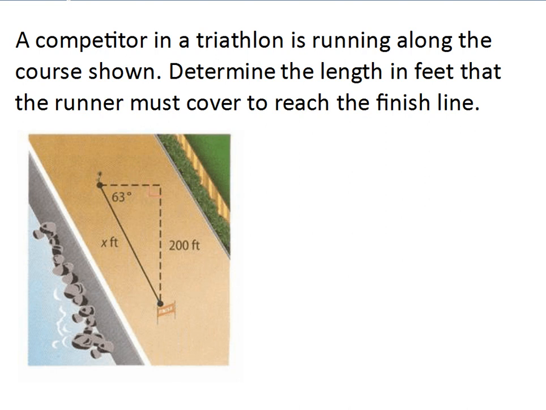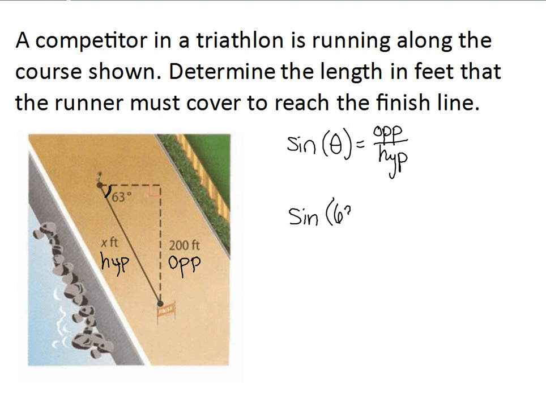If we take a look at another example, here's your angle or your theta. We're given the side across from that, which is your opposite side. And we're looking for the side that's across from the 90, which is your hypotenuse. So the trig function that deals with opposite and hypotenuse is sine. We know our angle is 63 degrees. Our opposite side is 200. My hypotenuse is x.